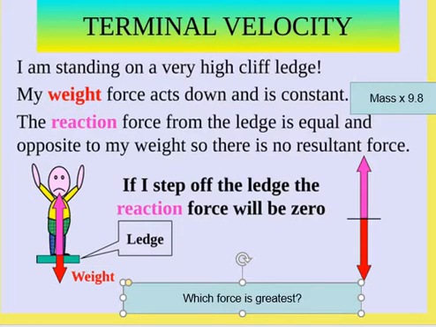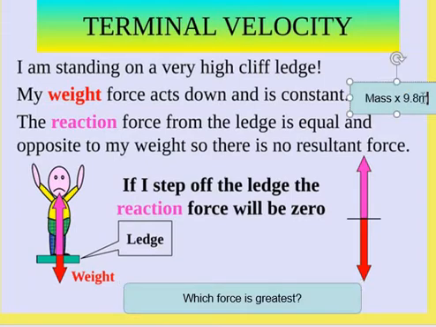So terminal velocity is talking about two forces acting on each other. For example, this guy standing on the ledge, there's a force acting upwards on his body and a force acting downwards on his body. The downward force is his weight, which is really mass times 9.8 meters per second squared. That is the gravitational force of Earth. And the upward force could be from this ledge itself.